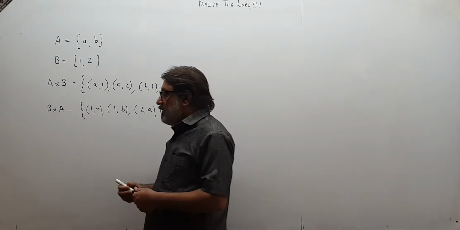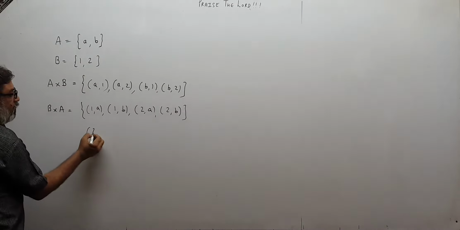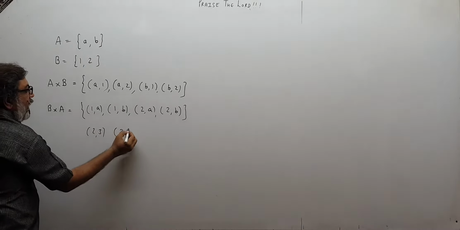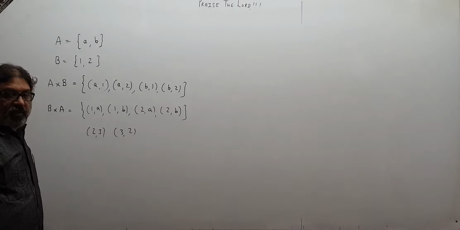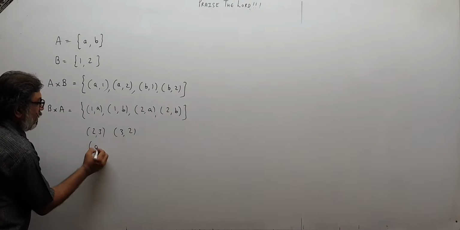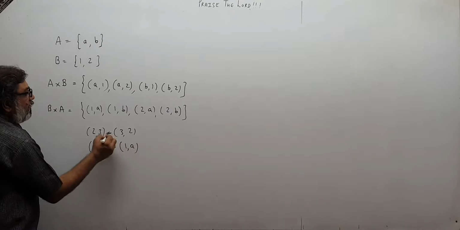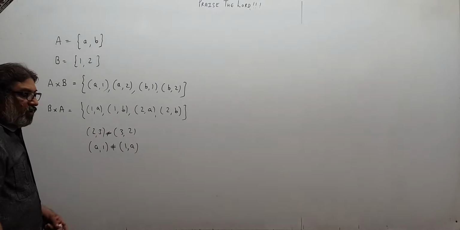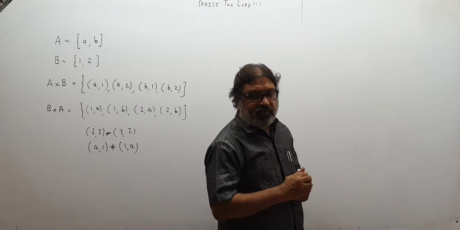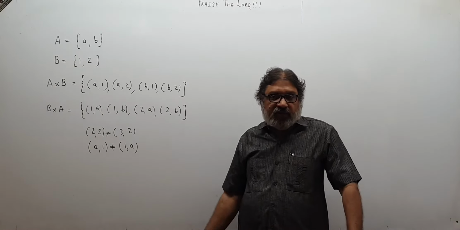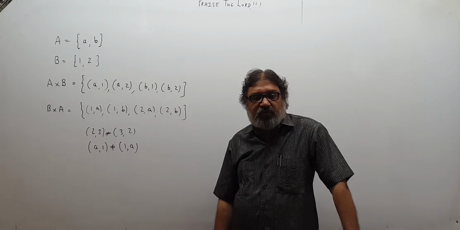So just like, actually these are points of a plane. Just like (2, 3) and (3, 2) cannot be the same point. These two will be different points in a plane if you plot them. So similarly, (a,1) is not equal to (1,a). So these two are different elements. So please remember, A cross B and B cross A, they are not the same sets. They are different sets. They need not be the same sets, as you can see, because their elements are not matching.